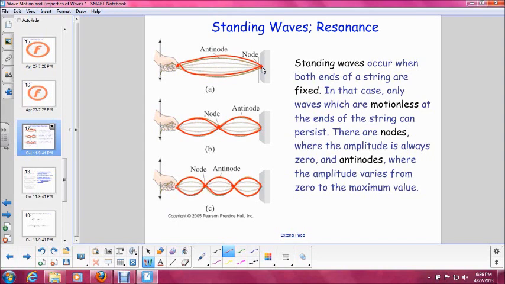Now, the places where the string is not moving, so at the ends here or in the middle, are called nodes. And that is where the string does not move. It stays in the same place the whole time. The opposite of that is an antinode, and that is at the very maximum amplitude. So that's there, or here, or here. Those are all examples of antinodes.